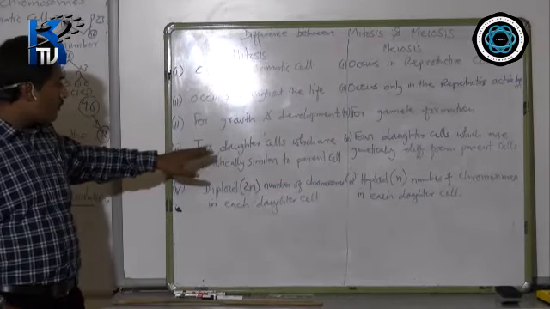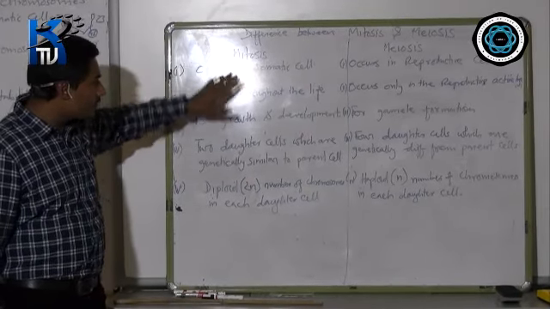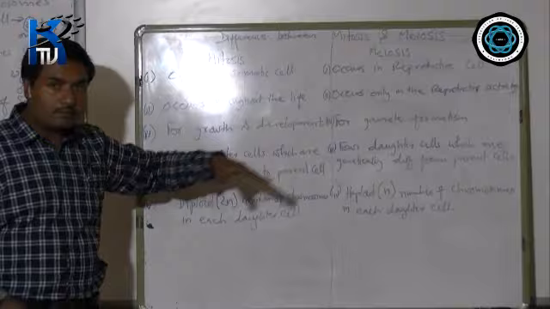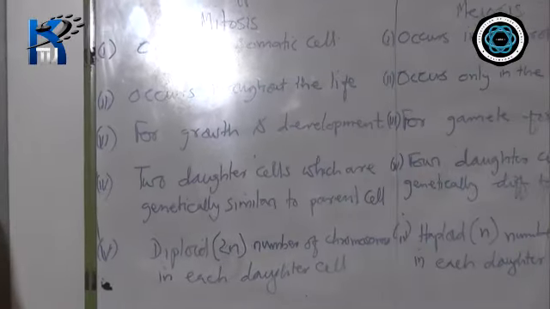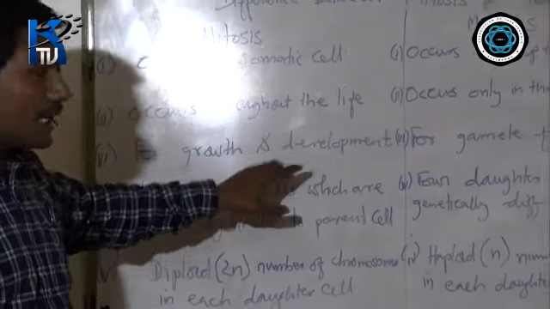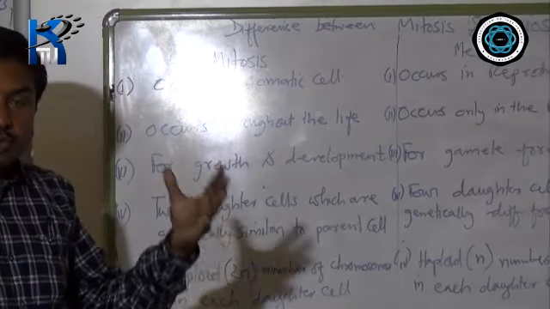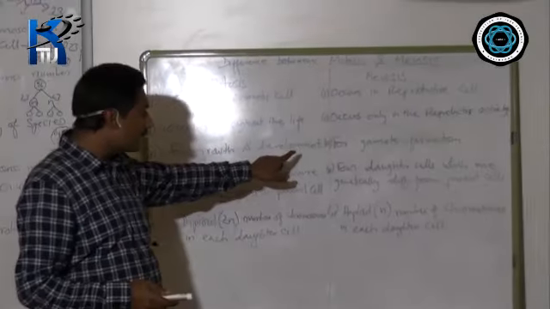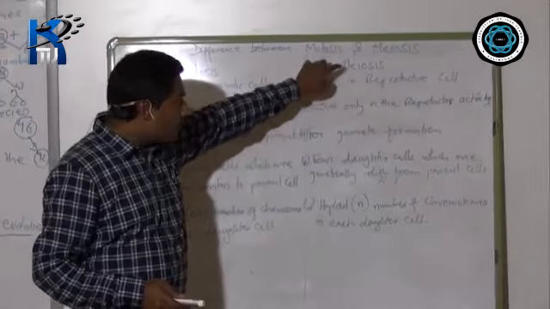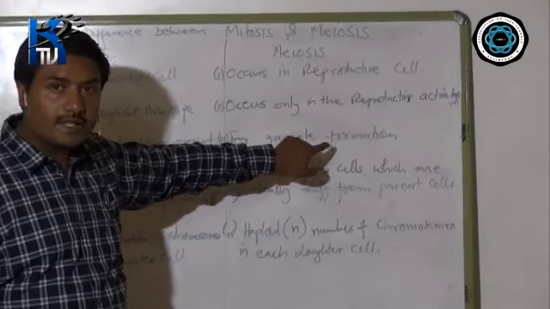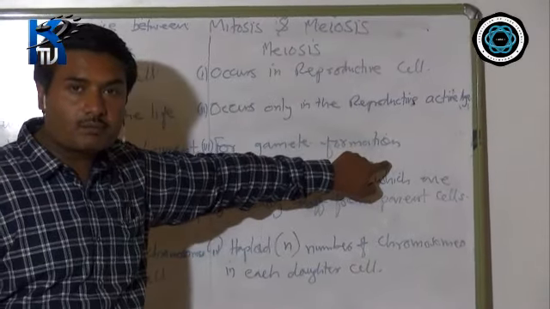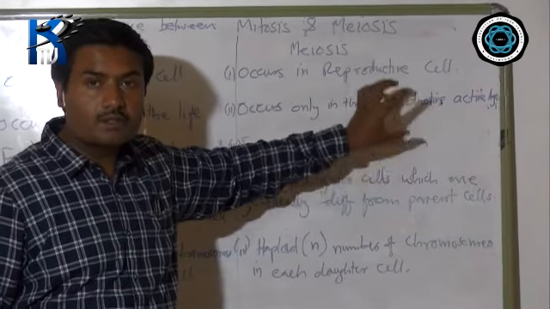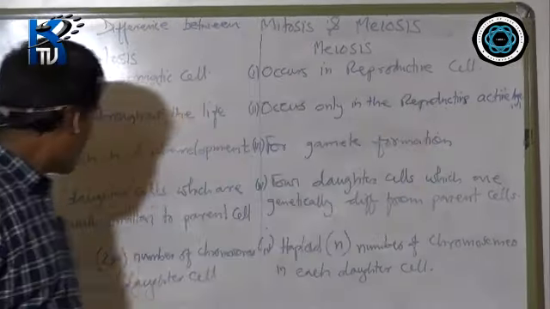The third point: mitosis takes place for growth and development. That means growth in a living organism is due to mitotic division, and due to that there are certain morphological changes in the body, which you call development. But meiosis takes place for what formation? Gamete formation. When I say gamete formation, it is the formation of the reproductive cells.